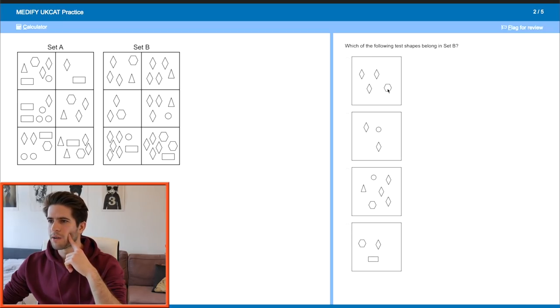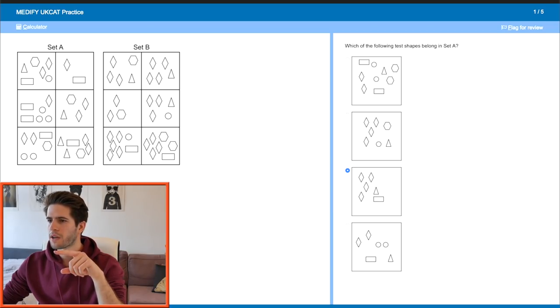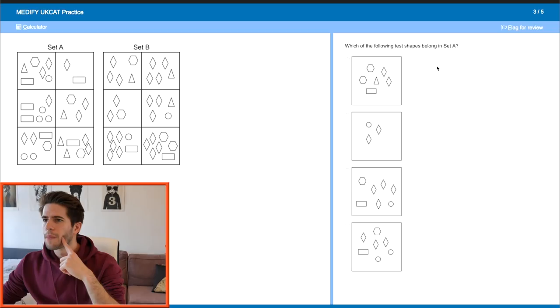For set B, I want it to be odd. So 3 here, 2, 4, 6, and 3 here. So 3, 3, but I want more diamonds than shapes. So here, more diamonds than shapes would be this one. Wait, did I do that right here? No, so for set A, I want less diamonds than other shapes. So it'd be this one here. Set A, so again, I want less diamonds than shapes.